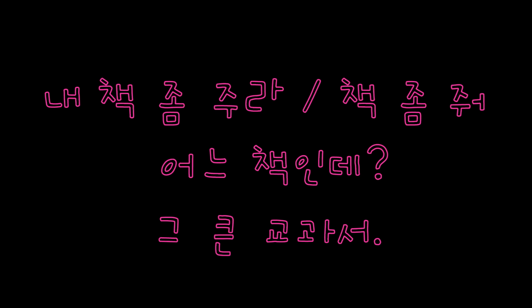Let's look at one more example, this time using 어느. You could say to your friend, please give me my book. 내 책 좀 주라. Very informal. Be careful when you use that. Give me my book. Your friend can say, 어느 책인데? Oh, which book is it? Out of which one? 어느 책이야? Which book is it? 그 큰 교과서. That big textbook.